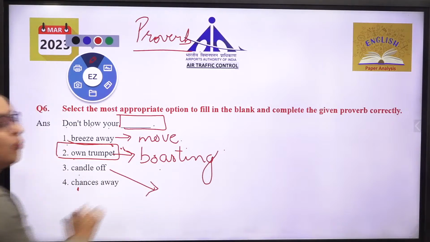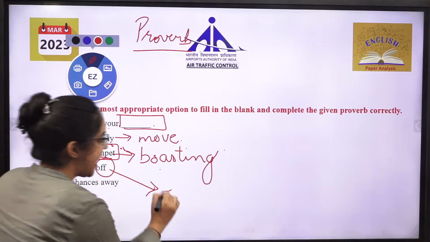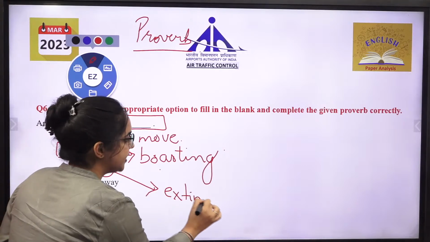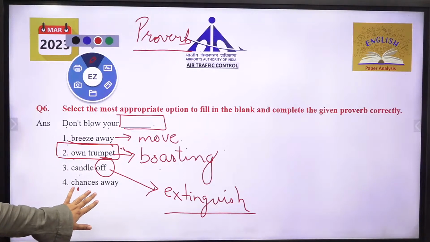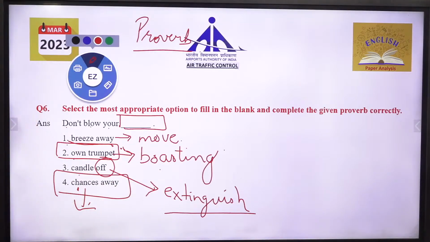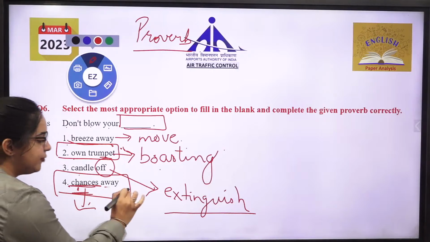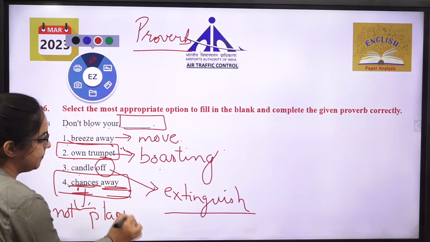Candle off. What do you mean by candle off? Candle off is when it is finishing. Off का मतलब ही होता है extinguish करवाना. That is finish. खत्म करना किसी चीज को. That is off. And chances away. Chances away का मतलब क्या होता है? That is something happening in a way that is not planned. Okay? जिस तरह का आपका chance है वो दूर हो गया. That is something that is not planned.